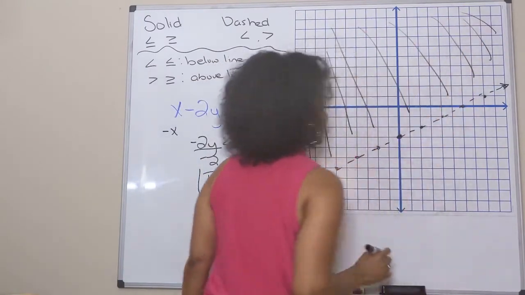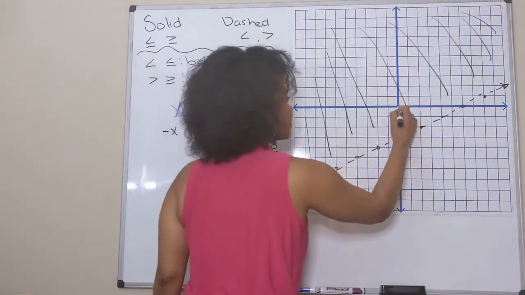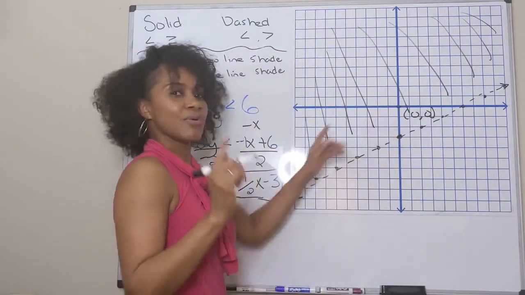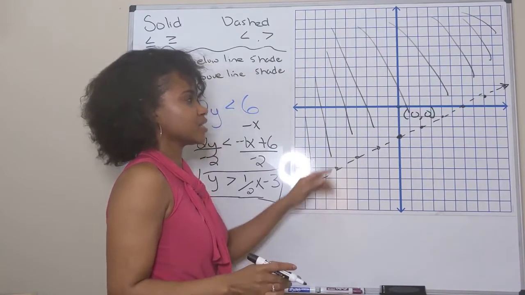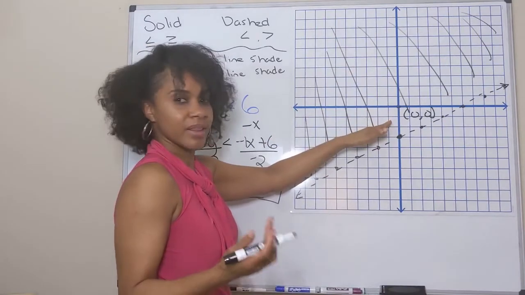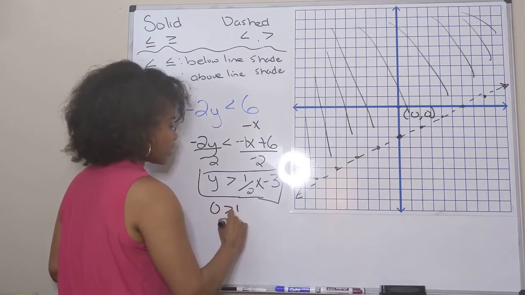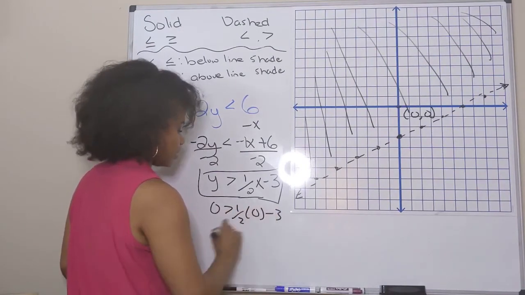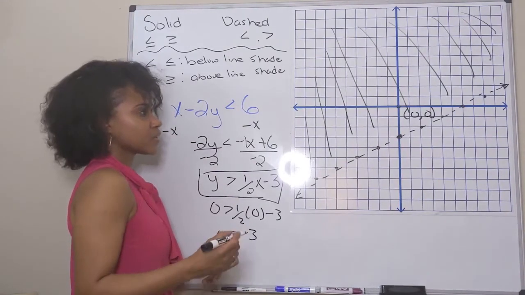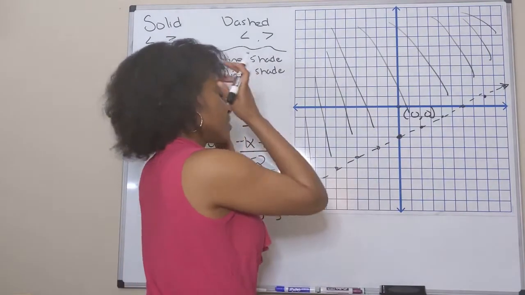All right. Now let's choose a test point. My favorite test point again is 0, 0. All right. Easiest one to plug in. And so if we plug in 0, 0, we should get a true statement because we're saying that 0, 0 is above my line, which I shaded. So we're saying that that is a solution. So let's check it. 0 is greater than 1/2 times 0. So I'm left with 0 is greater than negative 3. And yes, that is a true statement. 0 is in fact greater than negative 3. So I've shaded correctly.